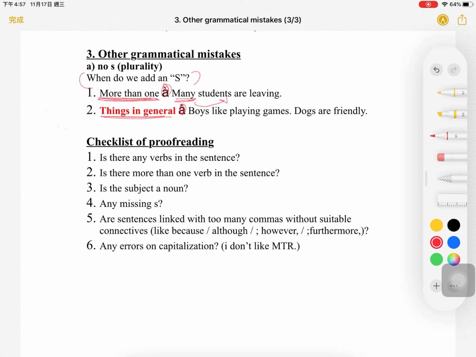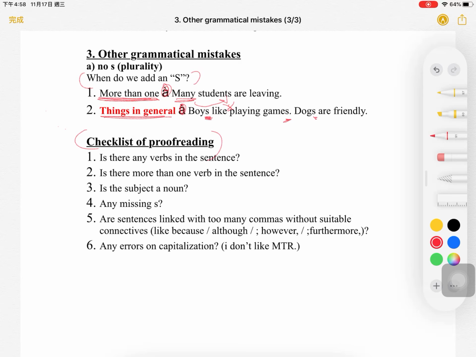For example, boys like playing games. 一般男仔都好中意打機嘅，咁所以一般嘅男仔即係多過一個男仔啦。咁所以 like 就唔好加 s 啊，唔該。中意玩機，咁玩機佢哋唔會打死一隻 game 噶嘛，佢哋打好多款機噶嘛，咁所以 game 要加 s 啦。第二個狗係友善嘅，咁多數啲狗都好友善嘅。Dogs are friendly。咁記住可數名詞，如果 countable noun and when you talk about general cases, you add s. Okay, so checklist for proofreading.